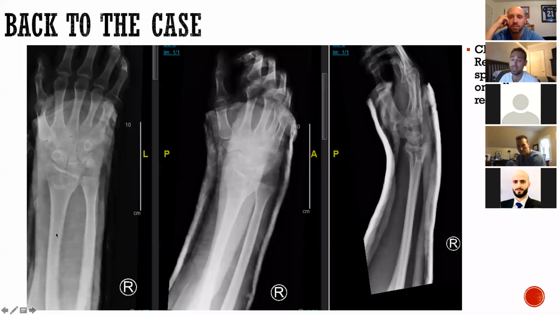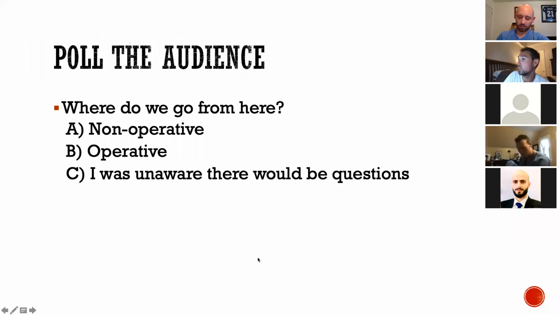So let's get back to our case. We're just about to wrap up here. This is what the junior resident down in the trauma bay was able to do for our gentleman. These are his post reductions. You can see he's in a sugar tongue splint. Looks like he tried to apply some degree of a mold here to hold everything in place. So the question is, where do we go from here?